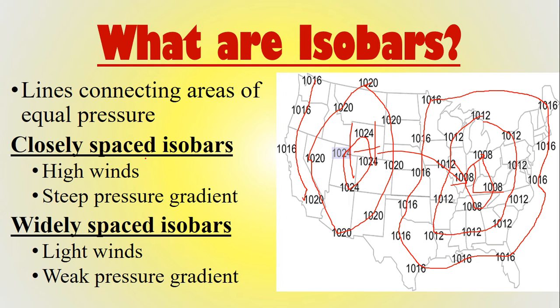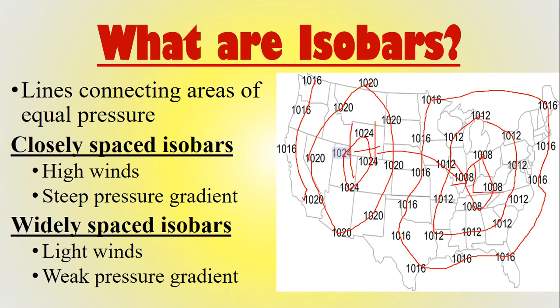Now, closely spaced isobars means that they're really close to each other. They're going to have high winds, and that means there's a steep pressure gradient. When they're widely spaced, it's a weak pressure gradient, so you're going to have light winds.